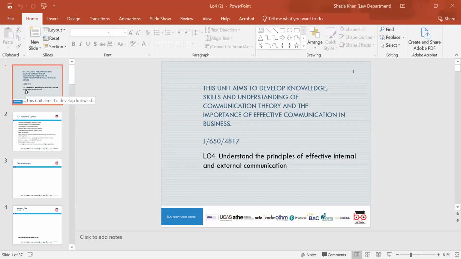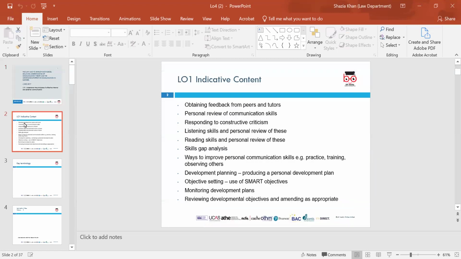So hi everyone. Today's unit is business communications. The unit aims to develop knowledge, skills and understanding of communication theory and the importance of effective communication in business. My name's Shazia Khan. Today we'll be doing learning outcome 4, which is to understand the principles of effective internal and external communication.